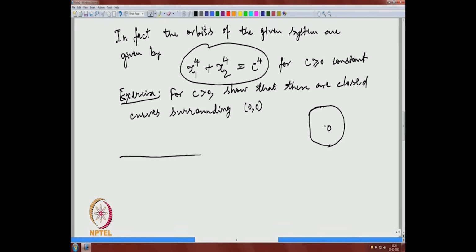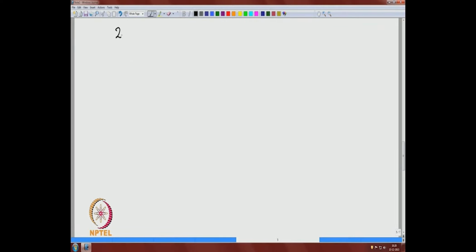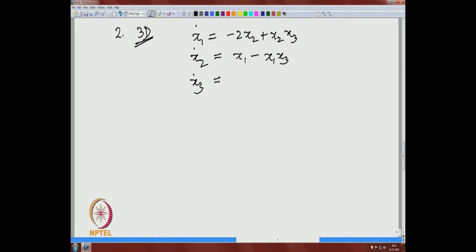Now let us go to the second example. Let me go to a new page. This is a 3D system. Let me write it: x1 dot is equal to minus 2 x2 plus x2 x3, x2 dot is equal to x1 minus x1 x3, and x3 dot is equal to x1 x3.